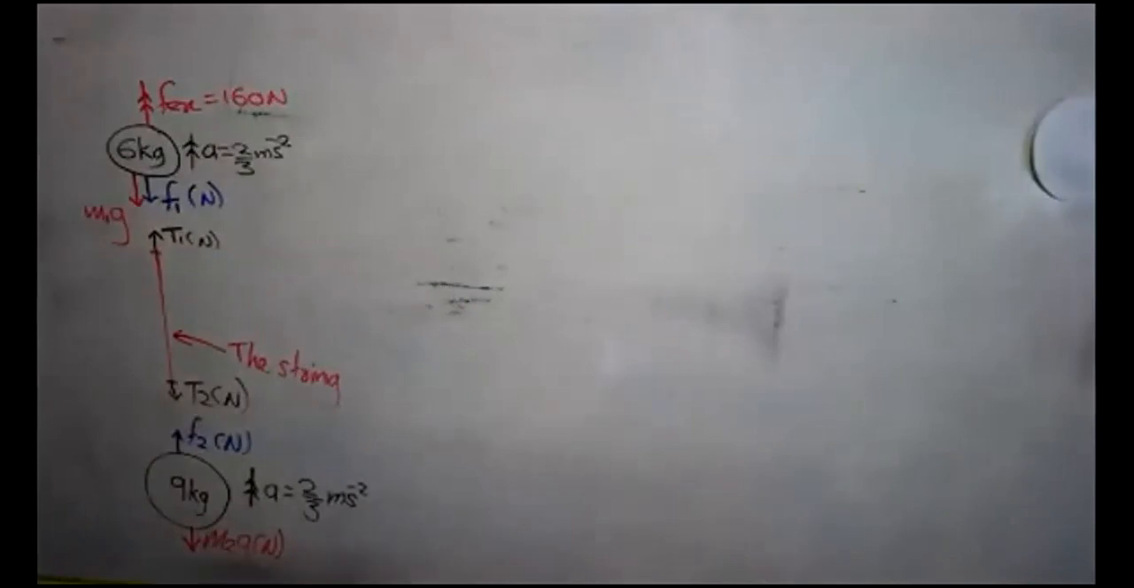The string is connected to the 9 kg object. Full stop. Therefore, when the string is moving up, comma, it pulls the 9 kg object by giving a force of simple F2 Newton.